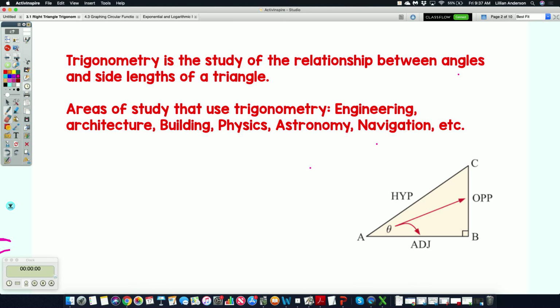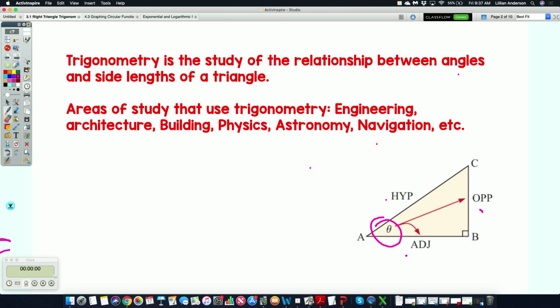A lot of careers use trigonometry: engineering, architecture, building, physics, astronomy, navigation, and so many more. It's definitely one of those concepts that if you do anything that deals with any type of measurement or any type of angles, you're going to be using trigonometry at some point. Maybe not Sohcahtoa, but probably something more advanced that uses Sohcahtoa as a base.